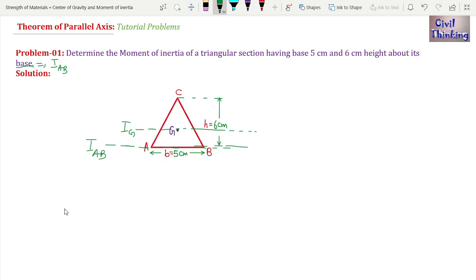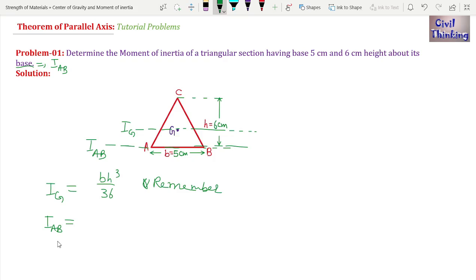Now normally we know the moment of inertia of a triangle about its center of gravity. It is bh cube divided by 36. You have to remember this always and always. But we don't want that, we want IAB, but we can find IG, because we know B is 5 centimeter, H is 6 centimeter. So how are we going to find IAB? Here we are going to use the theorem of parallel axes.